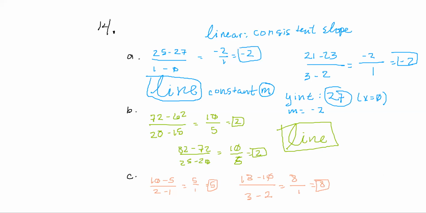C is not a line, exactly, because these two slopes are not the same. So the slope is getting larger over time. So the slope here, we could say, is 5, but the slope here is 8, so we've got a curve going on. And so this is not a line. All right. No problem. Let's move on to section 1.3.